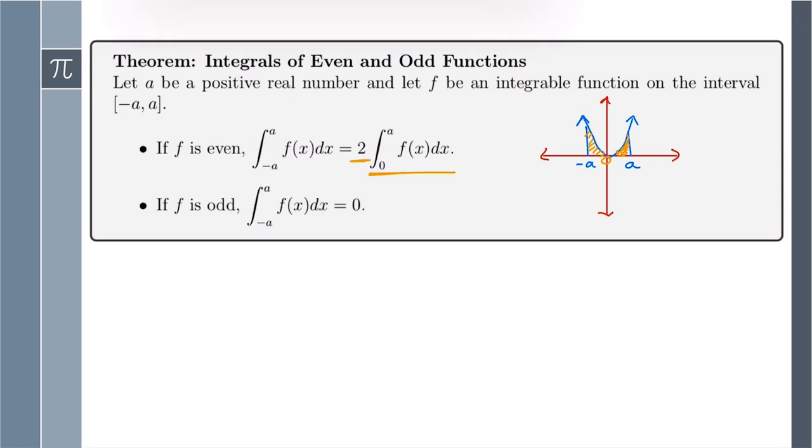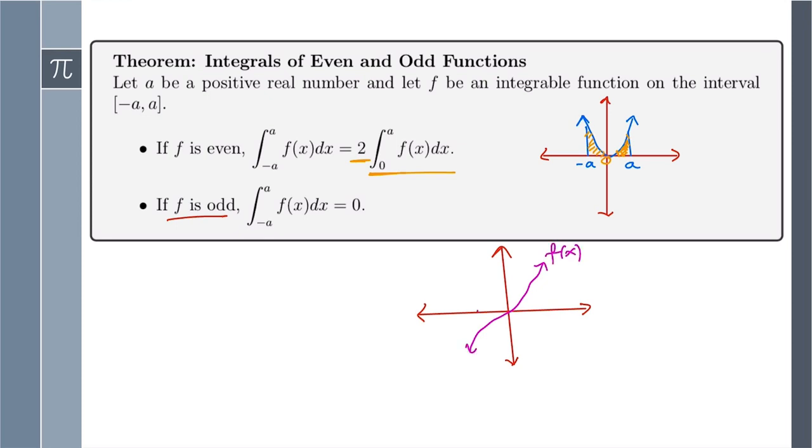Now, if our function is an odd function, then the integral from negative a to a of f of x dx equals 0. So let's look at an odd function. Again, we know that an odd function is symmetric about the origin. So our function would look something like this. Let's say this is f of x.